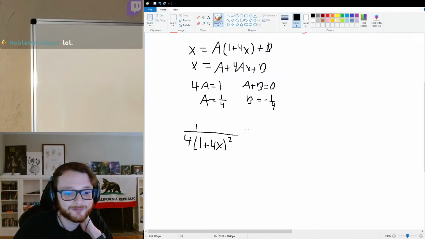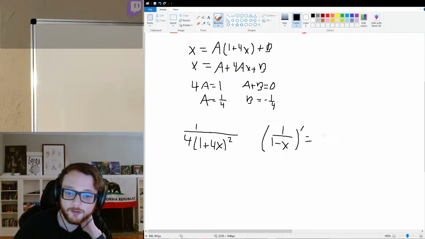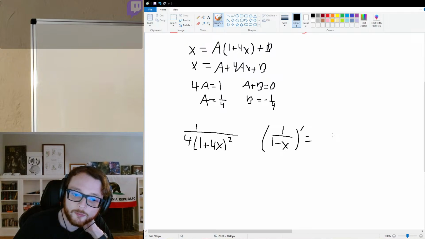Okay. We got to figure out what this thing is a derivative of. So I'm thinking about 1 over 1 minus x. Let's take the derivative of this and look at what the problem with it is, because it's not going to be exactly this, but this could help us figure out how to modify it. That derives to negative 1 minus x squared like that.